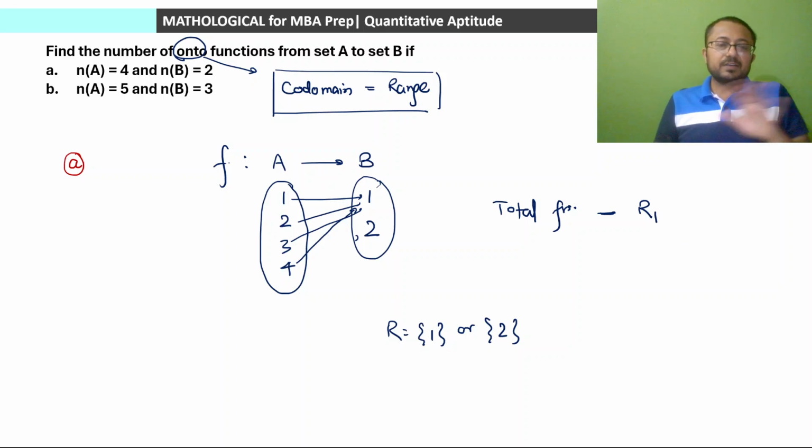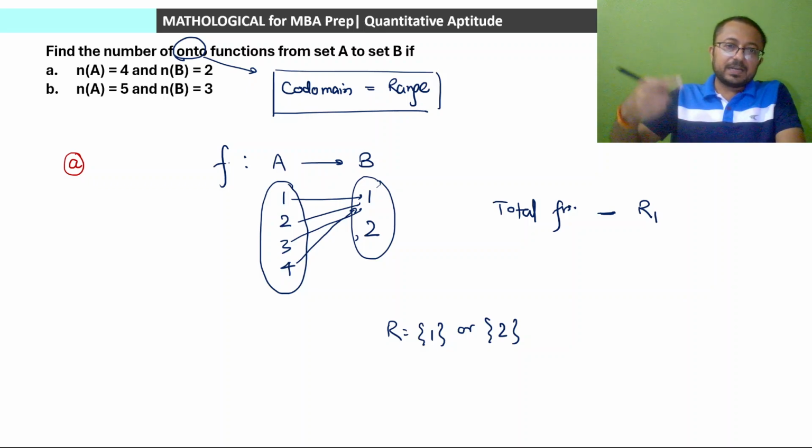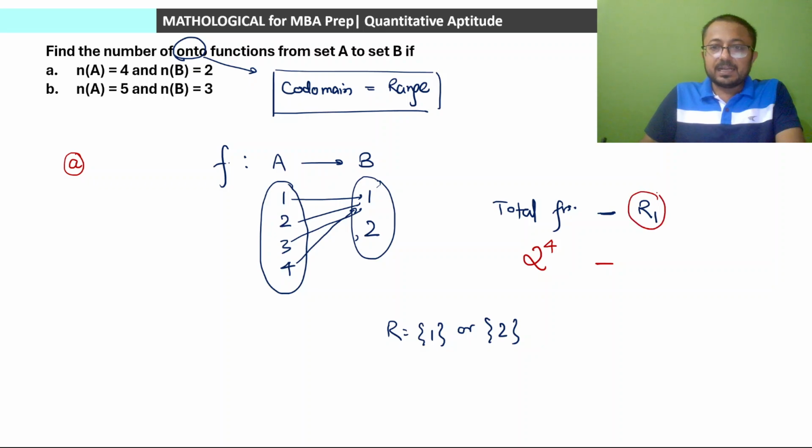ठीक है. टोटल फंक्शंस कितने बनेंगे? Since for each element there are 2 choices, total elements are 4, total functions will be 2 to the power 4, and minus those cases when range is containing exactly one element. और ऐसे कितने केस बनेंगे? Either range will be containing 1 or range will be containing 2, so only 2 cases. तो 2 to the power 4 minus 2.